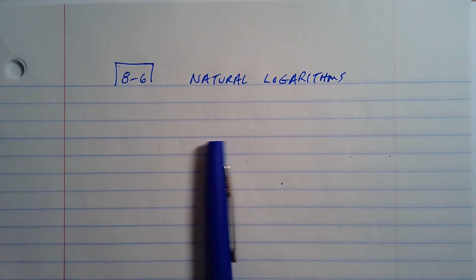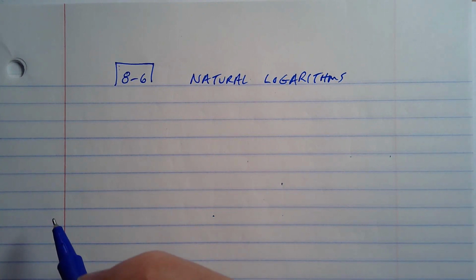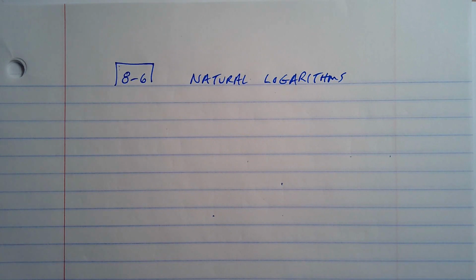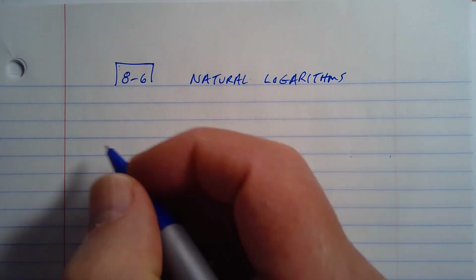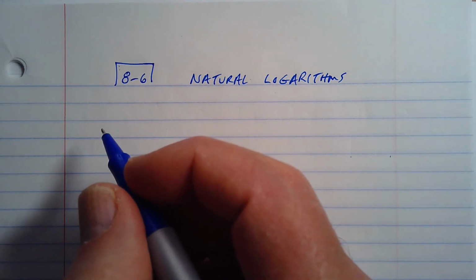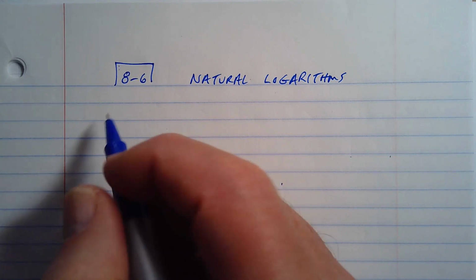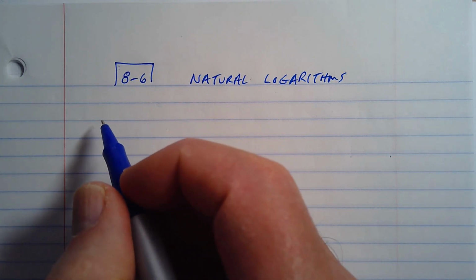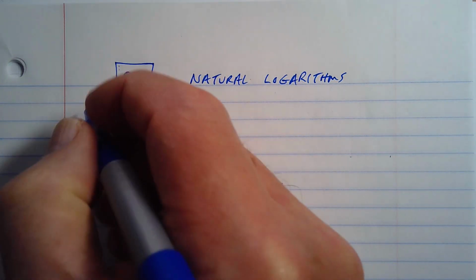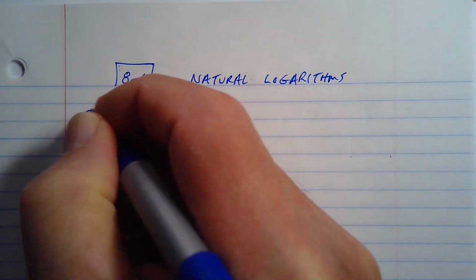Hello, Algebra 2 students. This last lesson for Chapter 8 is on natural logarithms. Basically, it's going to be the same work that we've been doing with regular logarithms or common logarithms. It just has base e. So, quick little definition here.